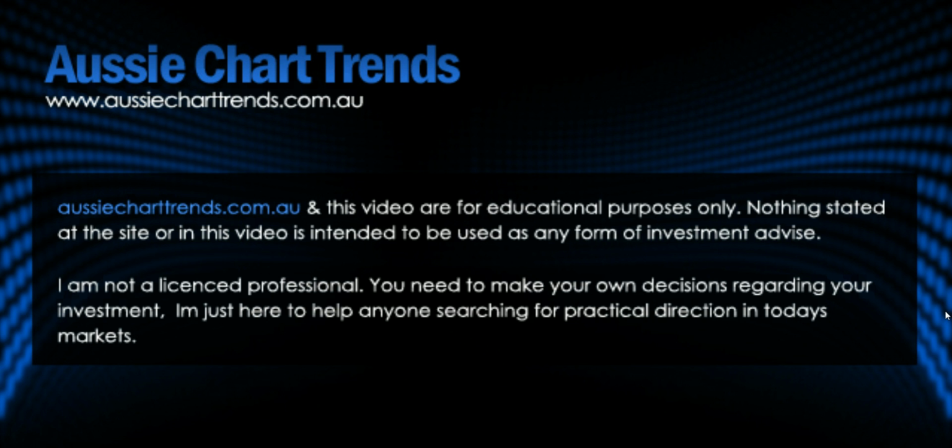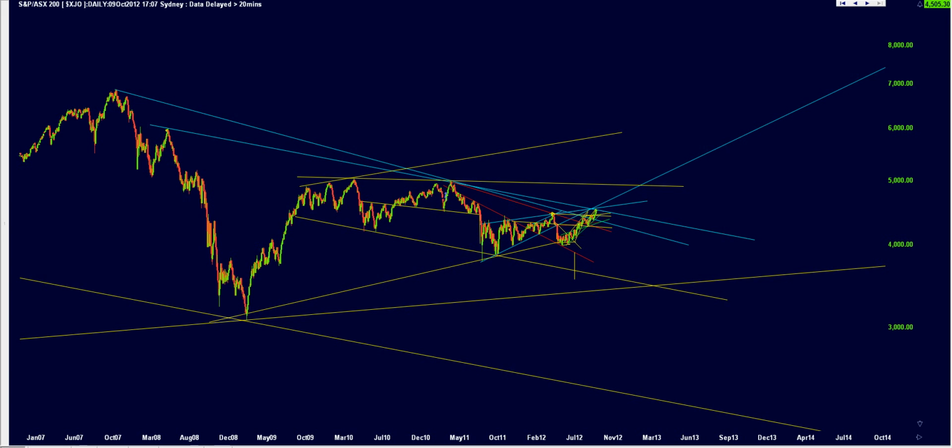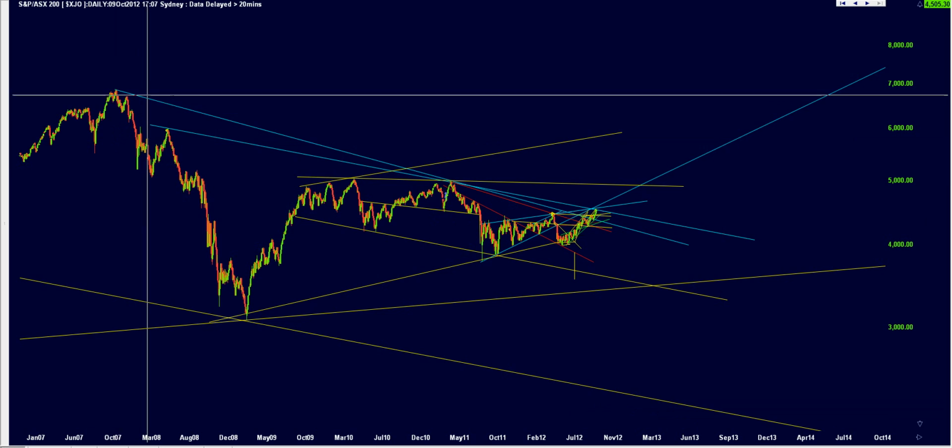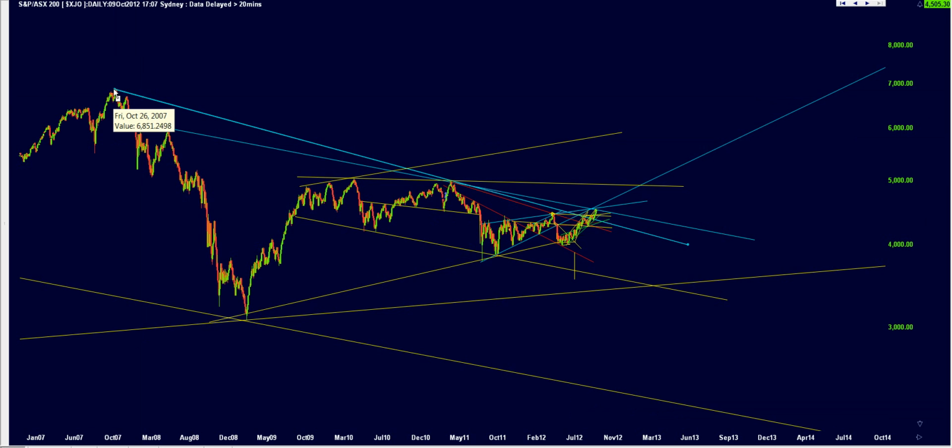Okay, so let's take a look at the daily chart of the ASX200. Firstly, going back to October of 2007, you can see I've drawn these two blue lines. One going over the peak that we had there in 2007, and the other over the peak that we have here in May 2008. But the line that I'm going to concentrate on today is this lower blue line.